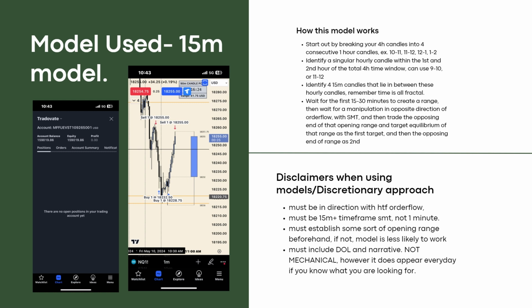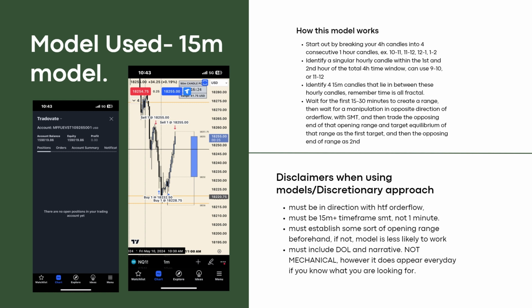So the 4-hour time windows and the 1-hour time windows that I like to use the most to trade this 15-minute model is 9 to 10 o'clock, or the 10 to 11, or 11 to 12. Those ones work as well, because those are your highest probability candles within that 10 to 2 o'clock 4-hour candle, if we're talking futures, right? So then within that 1-hour candle, we're going to identify 4 15-minute candles that lie in between these hourly candles. Remember that time is all fractal.